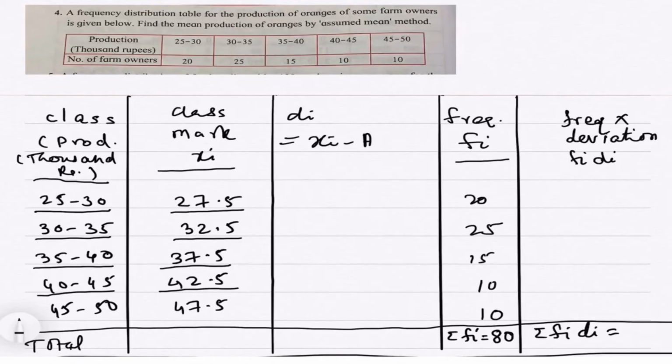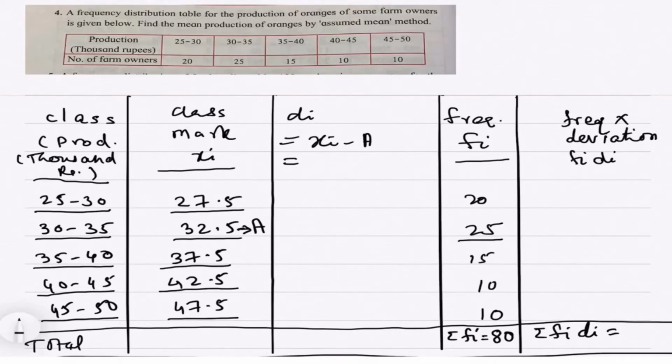And last row, 45 plus 50 by 2 gives us 47.5. Now, as in question number 2, we have seen how to find out the value of capital A, assumed mean. A is assumed mean. It is the value of xi for which frequency is maximum. So here, maximum frequency is 25, which is for the class mark 32.5. So 32.5 is the value of A.